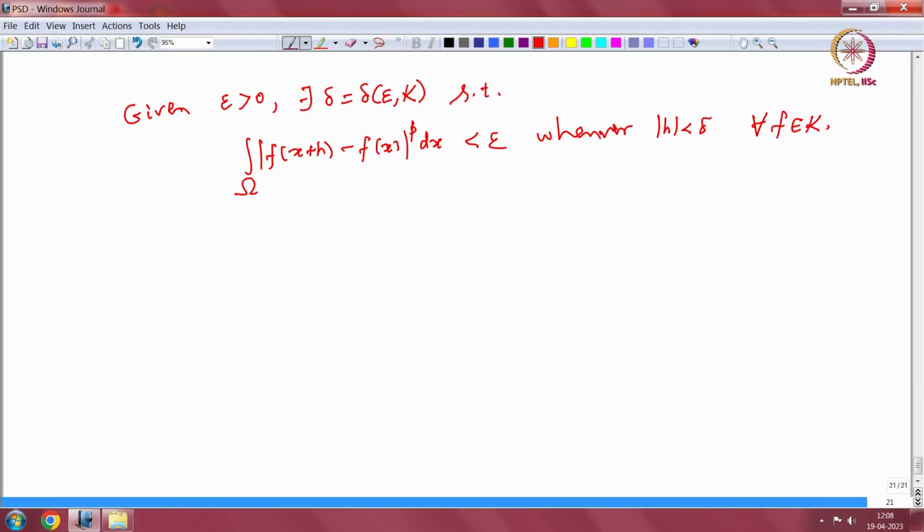With that we come to an end of this discussion on LP spaces, and now we move on to another important topic, namely the Fourier transform.